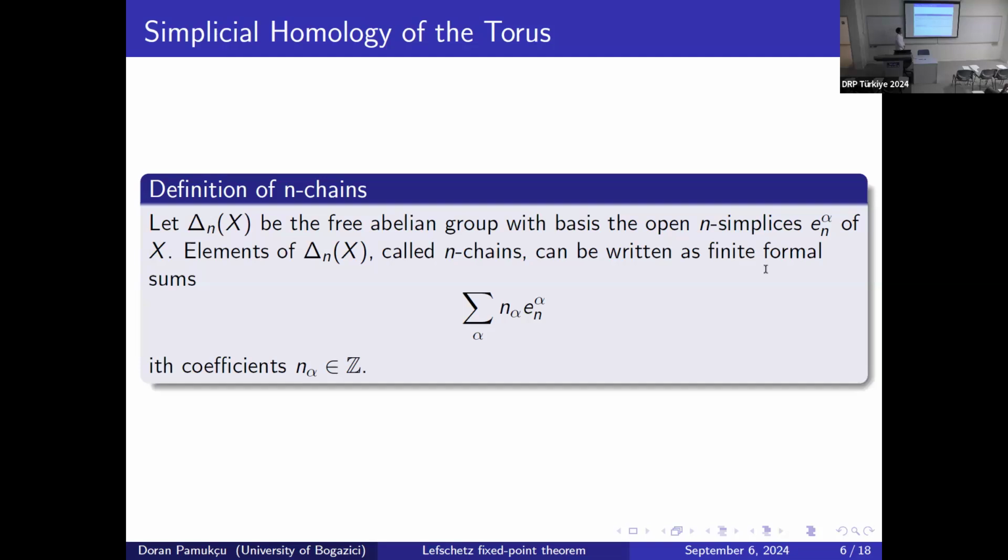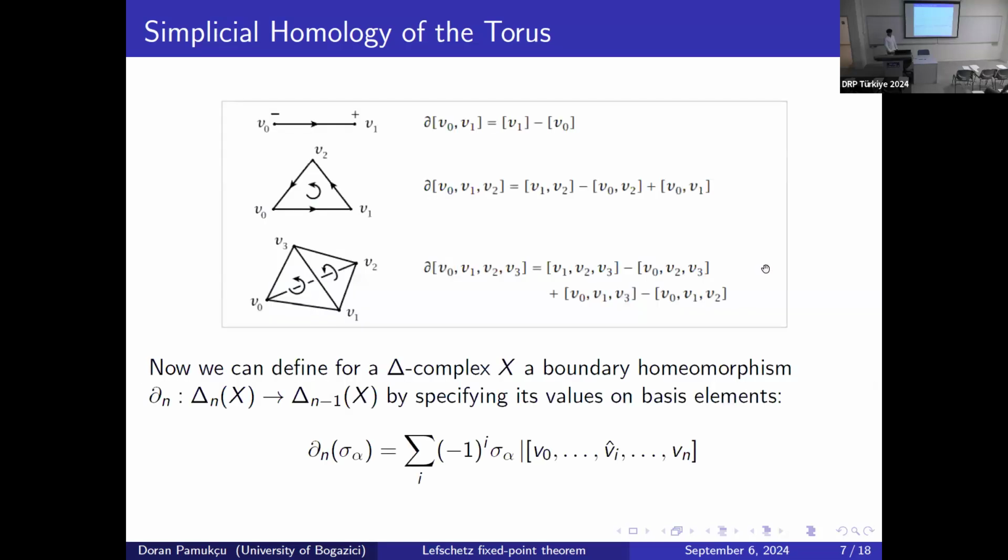So, okay, we need free abelian groups. How do we define them? Well, for any n-simplex, we're going to just take it as a representative, and we're going to construct a free abelian group. So the elements of our groups are called n-chains, and they look like this. These e_i are just simplices. And you can write any element with this, where the coefficients are integers.